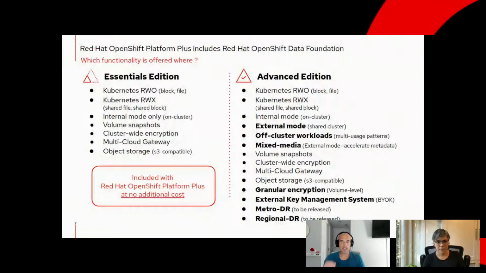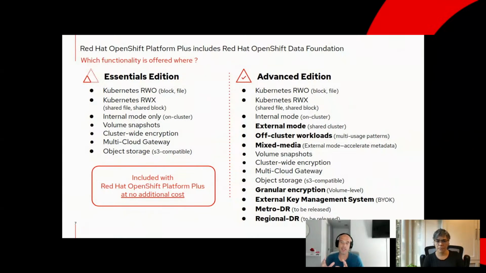And very quickly, just to mention on this slide, with Red Hat OpenShift Platform Plus, when we have that subscription, we already mentioned that we get ODF Essentials. This means that we get what we have on the left of the slide, the basic functionalities from ODF, like being able to use read-write once, so block, and read-write many. We can also use snapshots and cluster-wide encryption, and we also have object storage. So we have all of the basics covered.